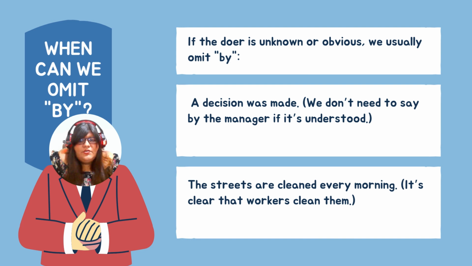The streets are cleaned every morning. It's clear that the workers clean them. You don't need to clarify anything. But it's different, for example, when you want to express that someone wrote a book, right? And you say the book was written by, and you say the name of the person who wrote it. But in this case, when it's too obvious, you don't need to add anything else. So be careful in those details.